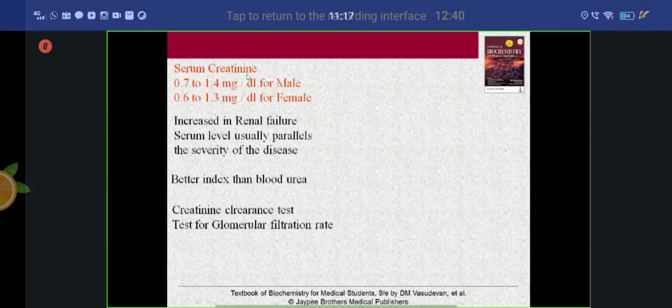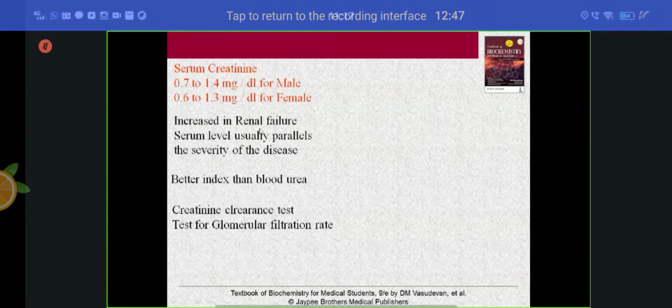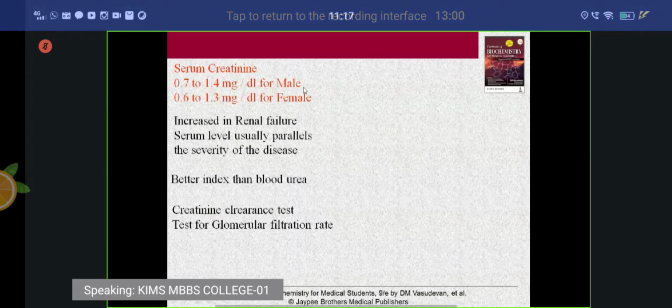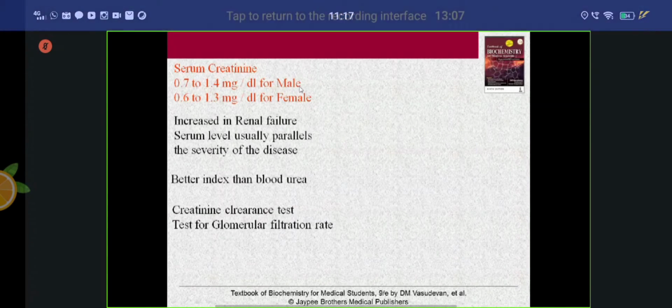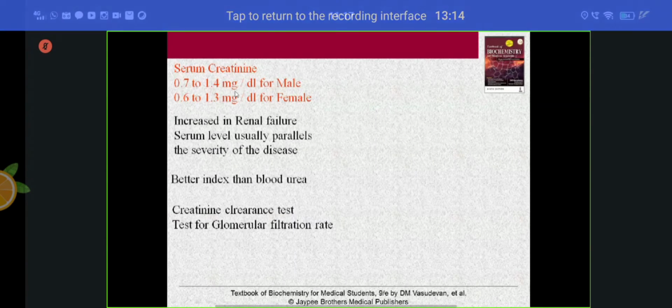Whereas creatinine is formed from creatine. It is elevated in kidney failure. The kidney usually excretes creatinine over 24 hours. The serum creatinine is 0.7 to 1.4 milligrams per deciliter for males. In females, it is 0.6 to 1.3 milligrams per deciliter. This small difference is because of the increased muscle mass in males. So this is the normal serum creatinine. Always remember 0.7 to 1.4 mg per deciliter.